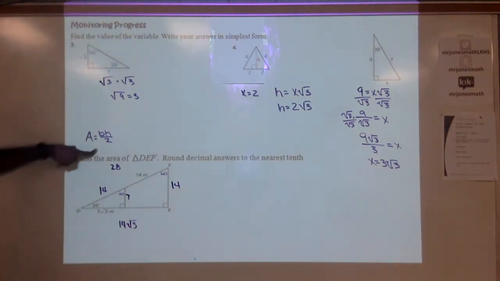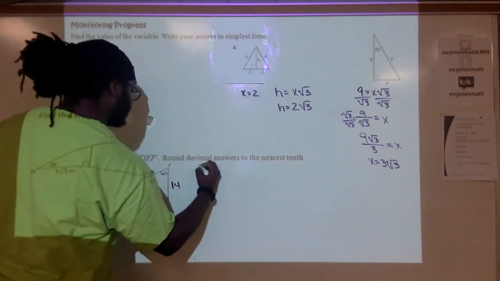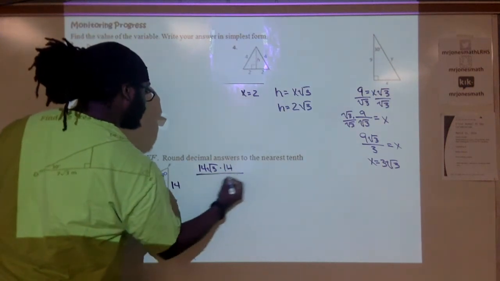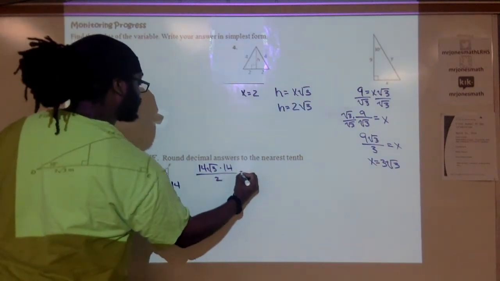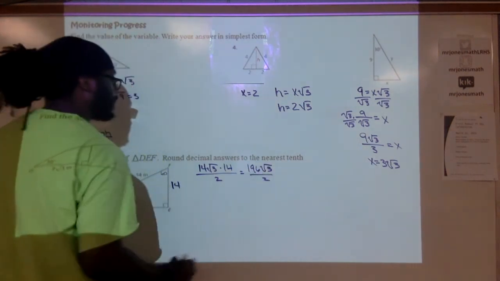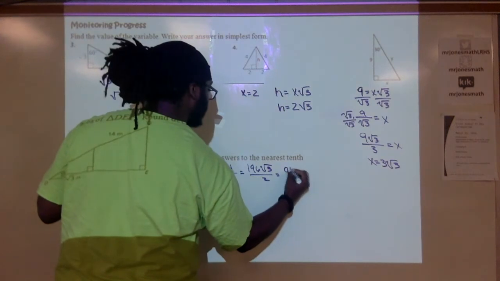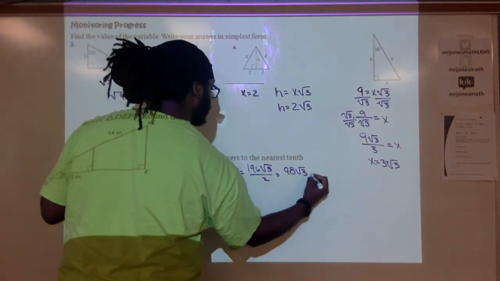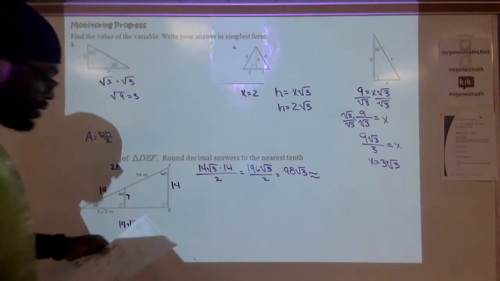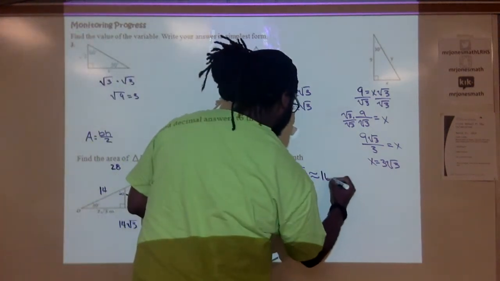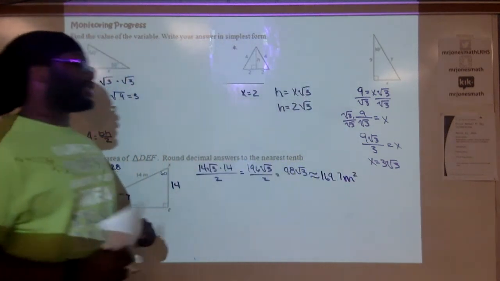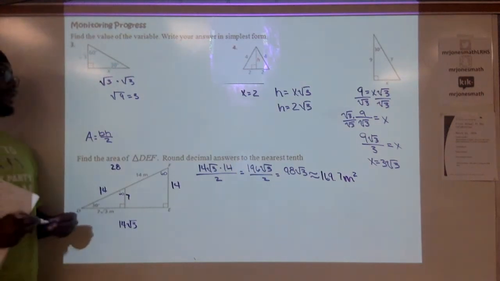Now, again, area is base times height divided by 2. Our base is 14 square root of 3. Our height is 14. Divide that by 2. Get 196 square root of 3 over 2, which is 98 square root of 3, which is about 169.7 meters squared. Again, don't forget those units. We're taking area, so it's a square unit.